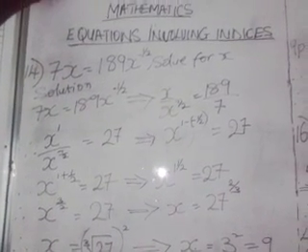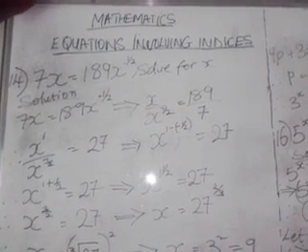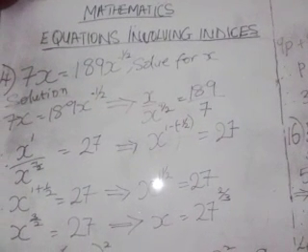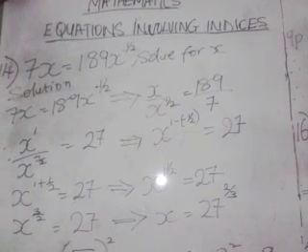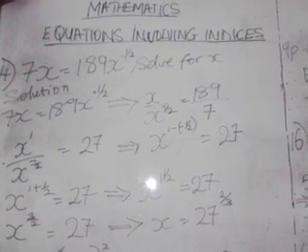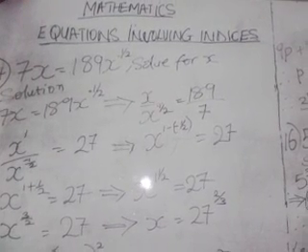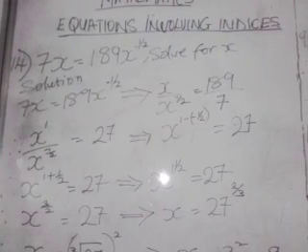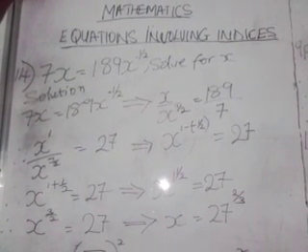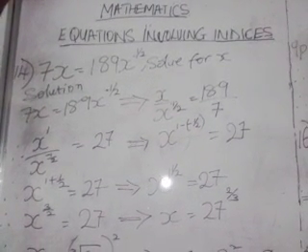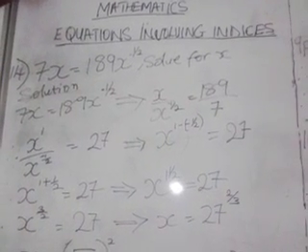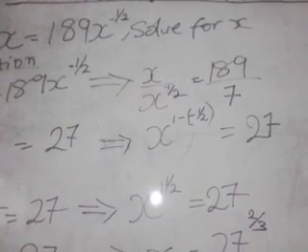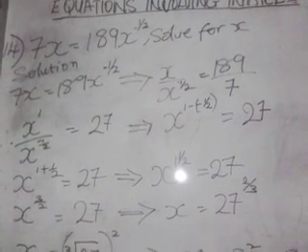The next example. What does it say? 7x is equal to 189x raised to the power minus 1 over 2. So 7x equal to 189x raised to the power minus half, right? Yes. So we now change it to x over x raised to the power minus half equal to 189 over 7.